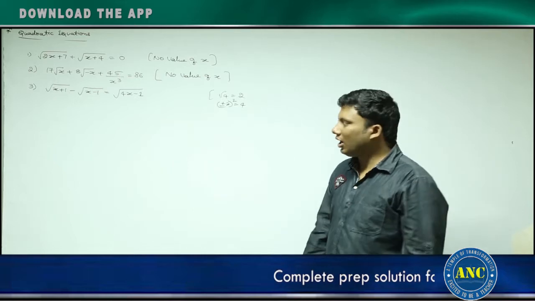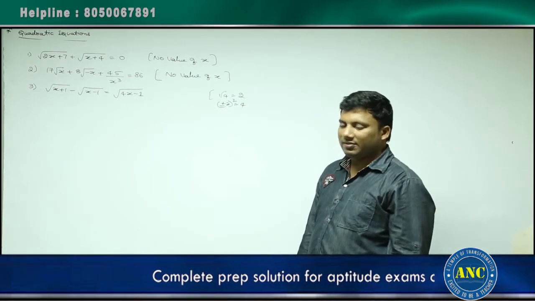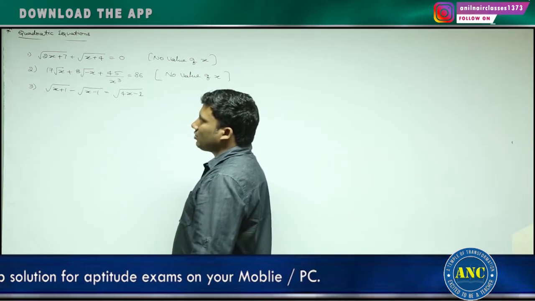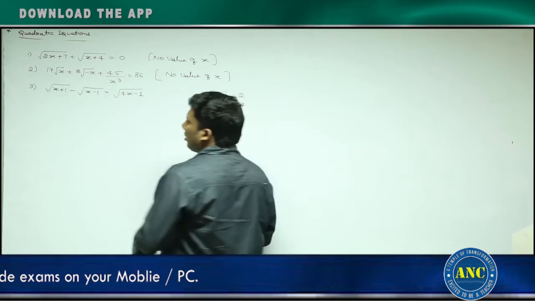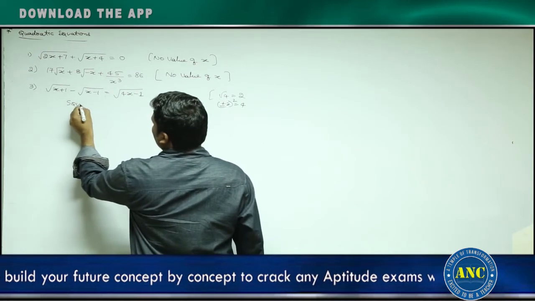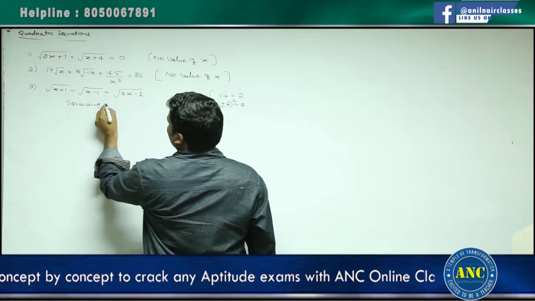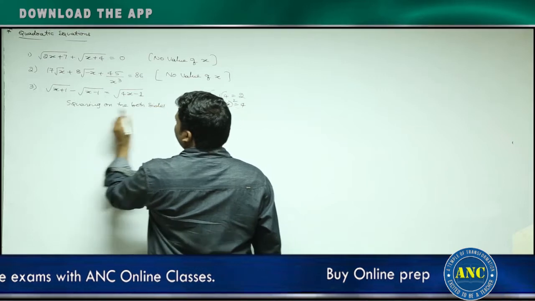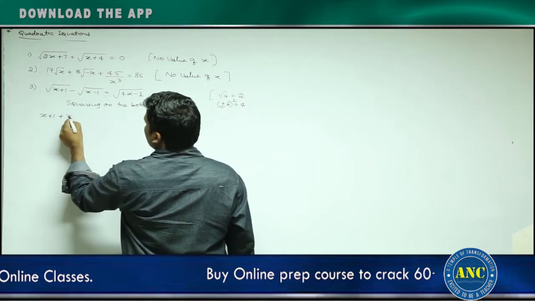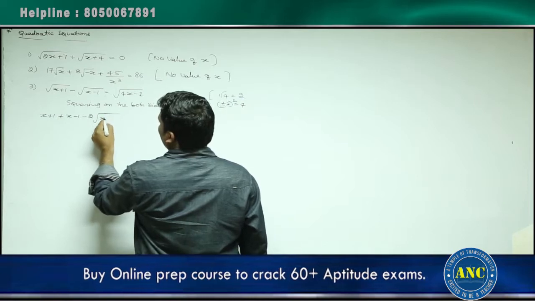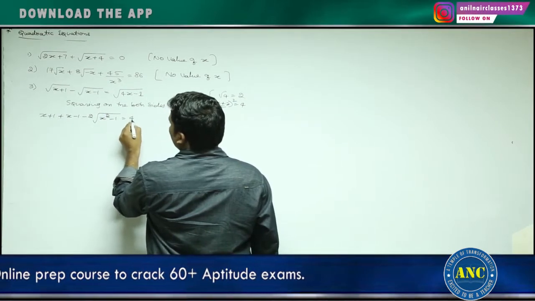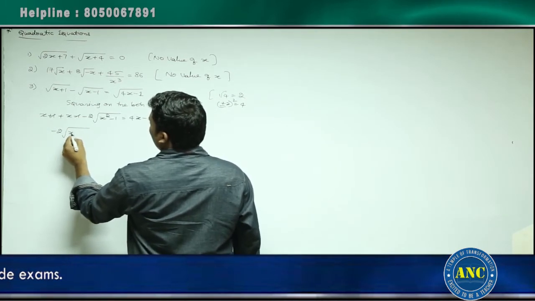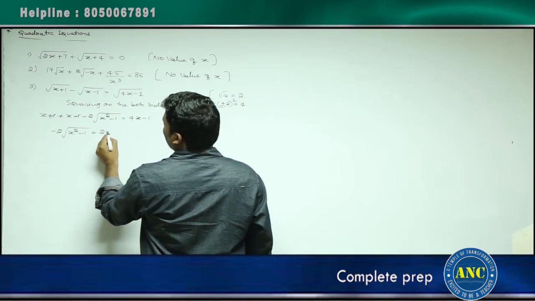Third one, please put a star mark. It's a very good question. Square root of x plus 1 minus square root of x minus 1 is square root of 4x minus 1. If I square both the left hand side and right hand side, x plus 1 plus x minus 1 minus 2 root of x square minus 1 is 4x minus 1. Minus 2 into root of x square minus 1 is 2x minus 1.